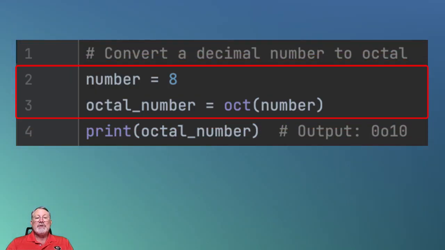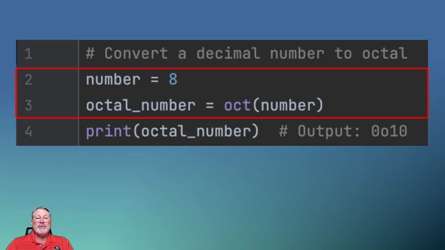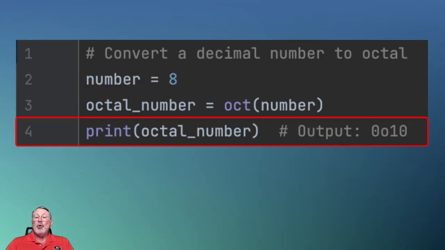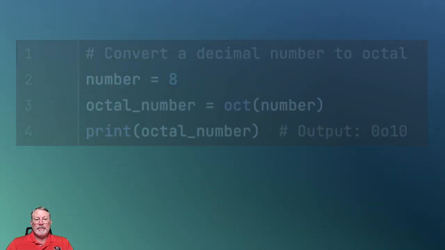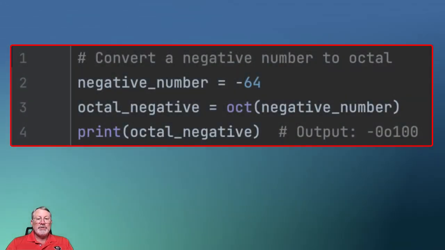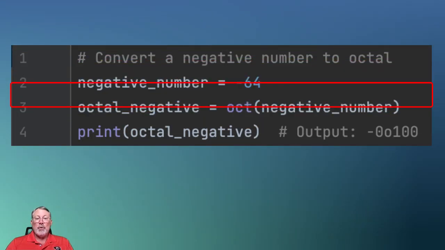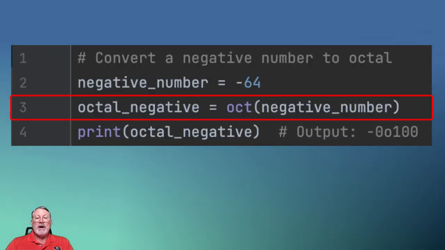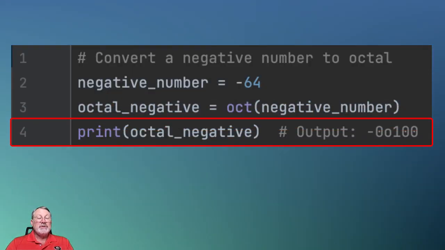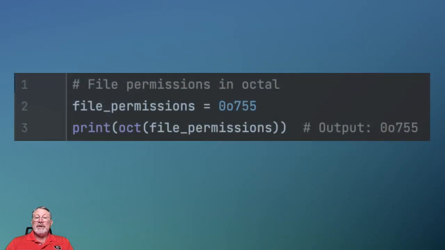Let's start with a basic example of converting a decimal number to octal. Here, oct converts the decimal number 8 into its octal representation 0o10. Oct also works with negative numbers, preserving the sign. In this case, -64 is converted to the octal string -0o100.